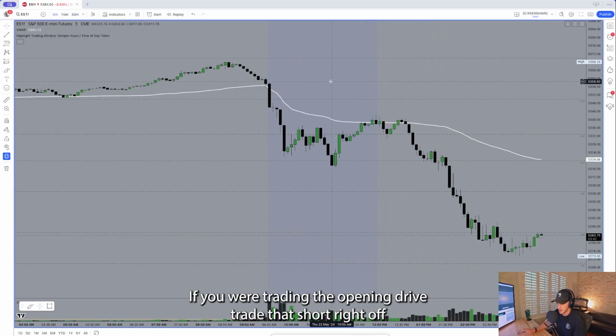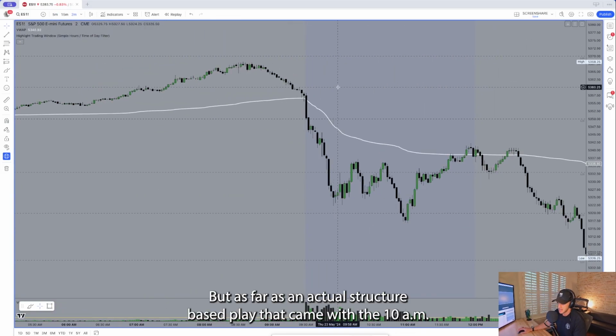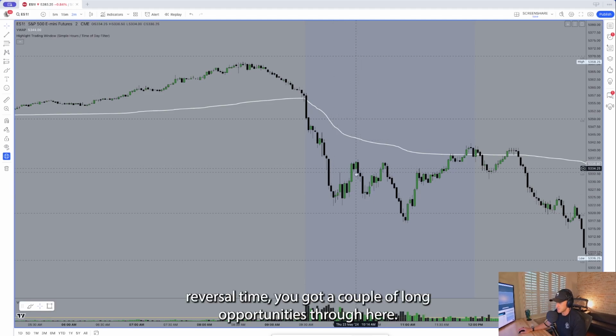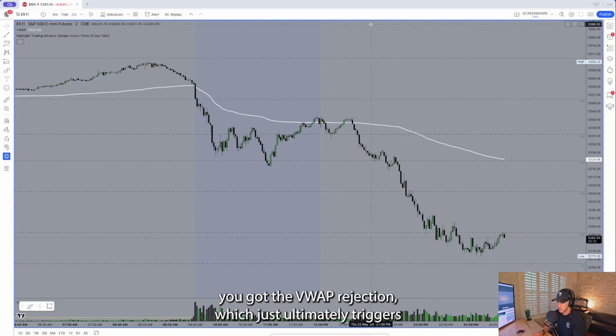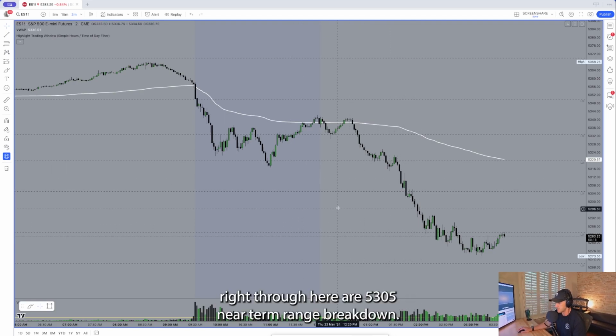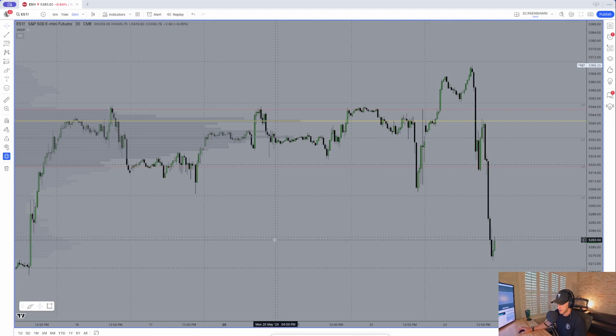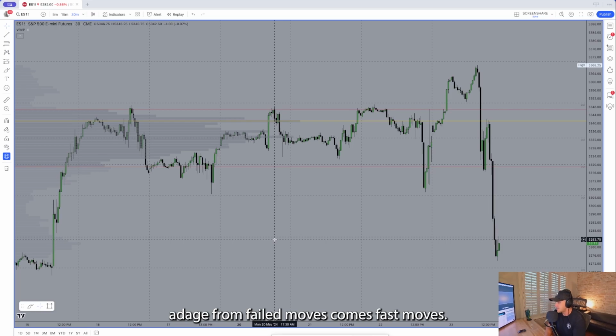If you were trading the opening drive trade, that short right off the open, that could have been phenomenal. But as far as an actual structure-based play, that came with the 10 a.m. reversal time. You got a couple of long opportunities through here, a little Wyckoff spring, and then following that, you got the VWAP rejection, which just ultimately triggers that move into fresh session lows, and notably right through here, 53.05 near-term range breakdown.